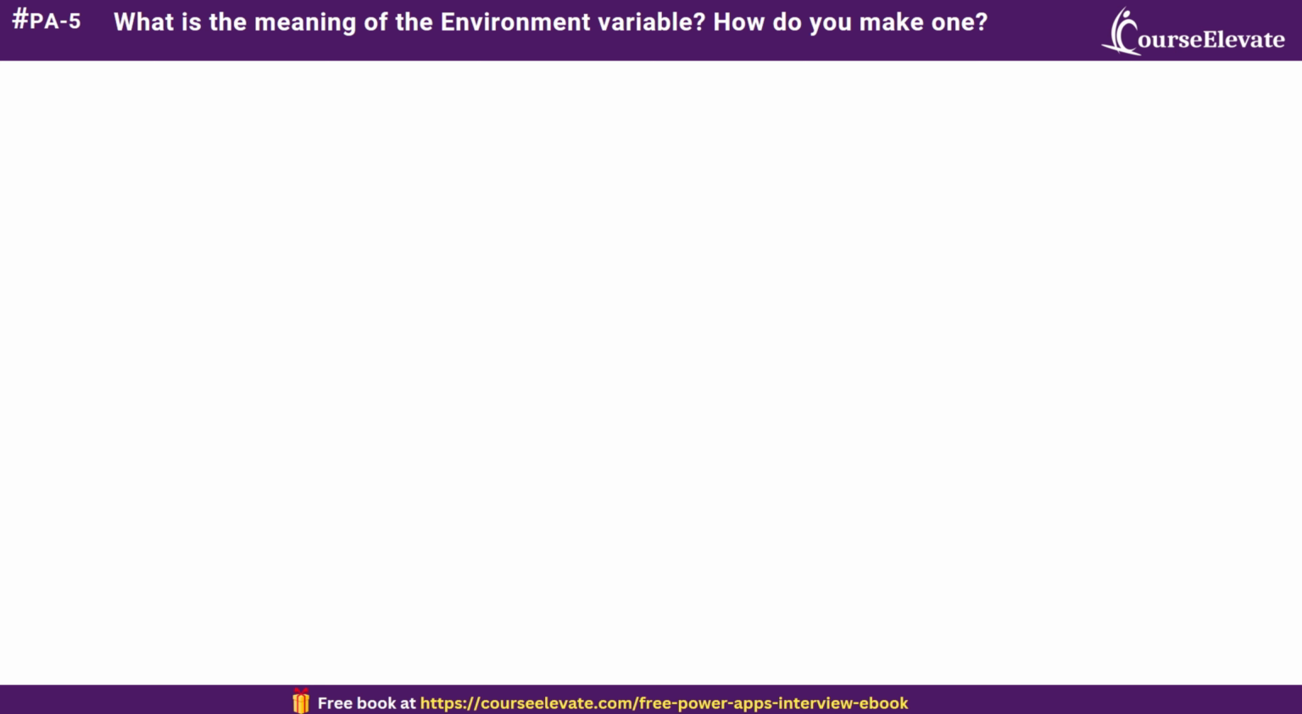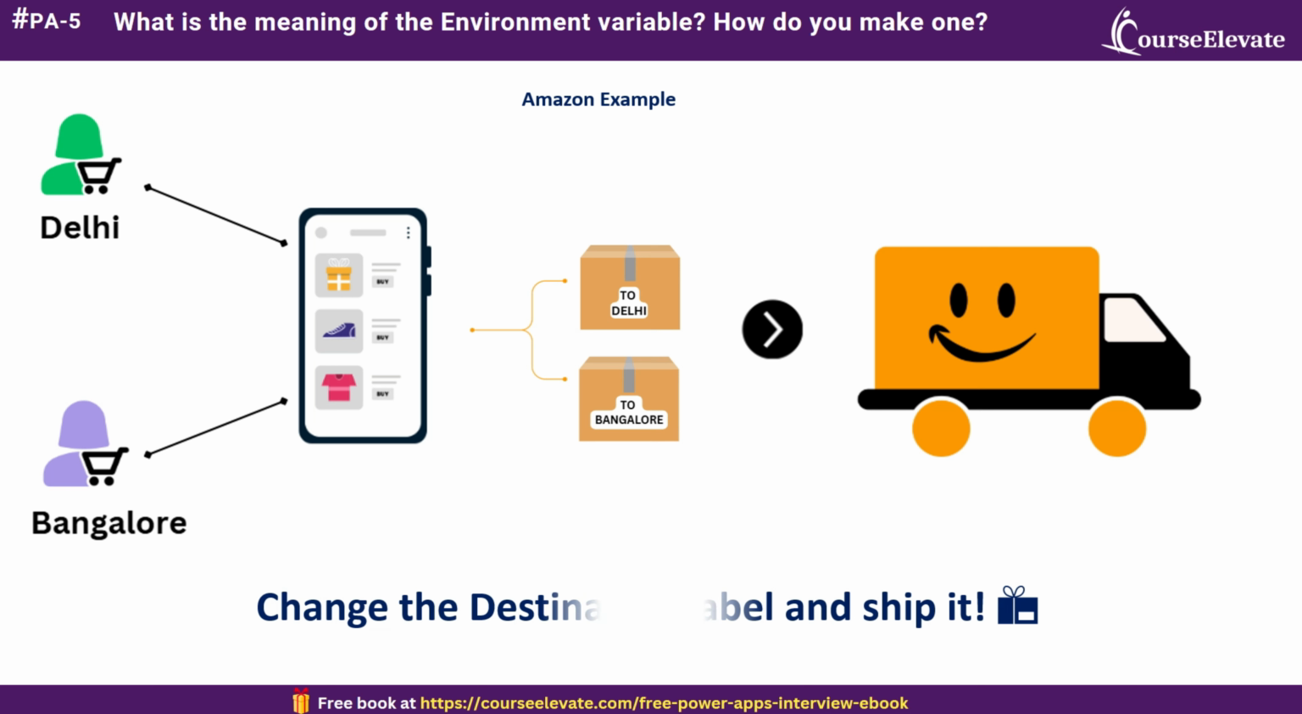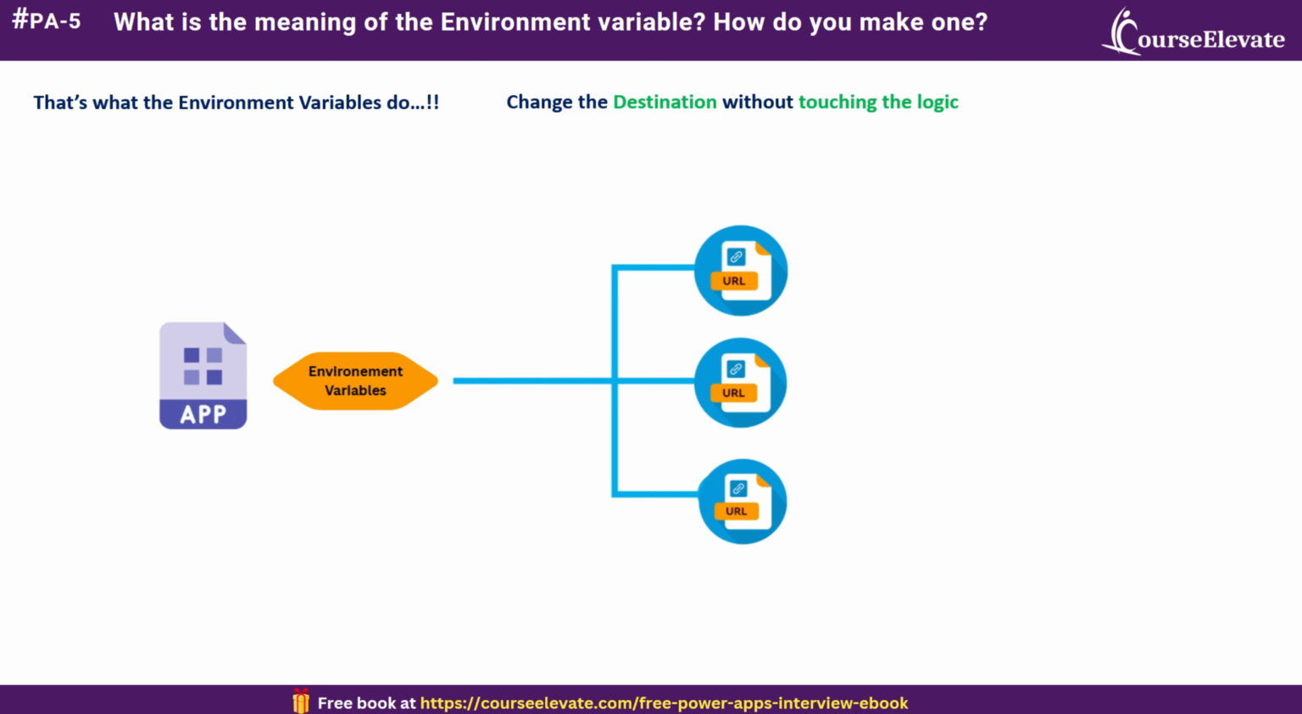So now imagine if you design your solution like Amazon, when two people order the same phone, one from Delhi and one from Bangalore. Amazon does not reopen the box and repack it, they just change the label and ship it. That's exactly what environment variables do. They let you change the destination without touching your logic.